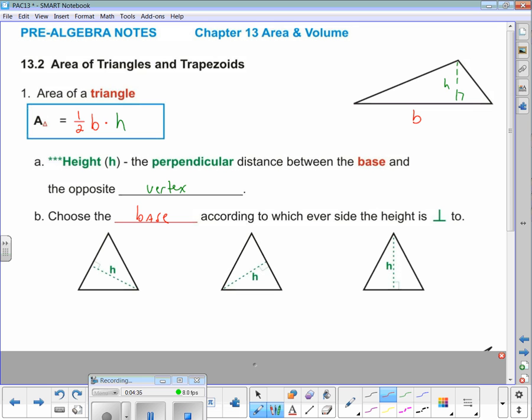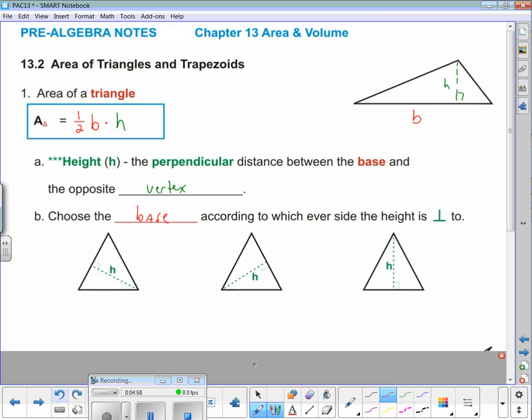Well, if you look at example 1, notice where the height is. Therefore, which side is going to be the base? Now, don't do anything yet. Just look at the left triangle. Is that the base? Or is that the base? So I'm going to say bottom, right, or left. Which one would you call the base?